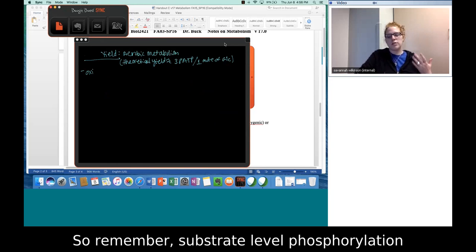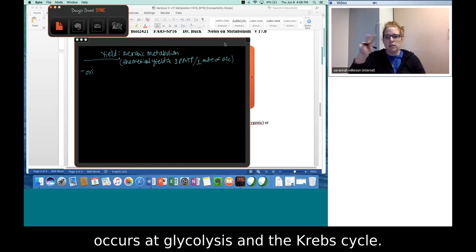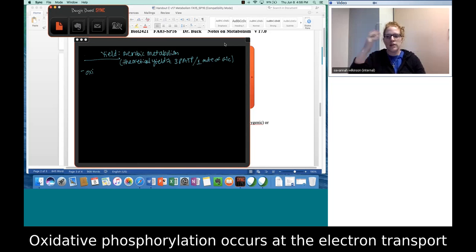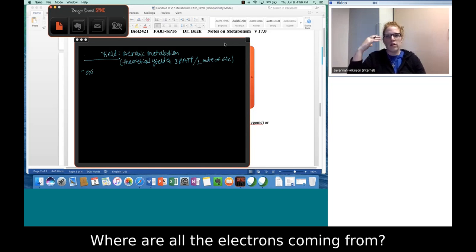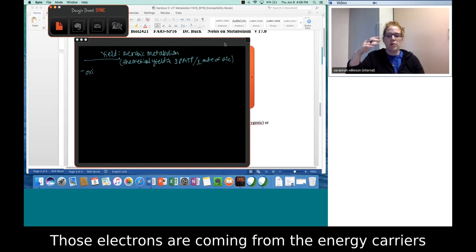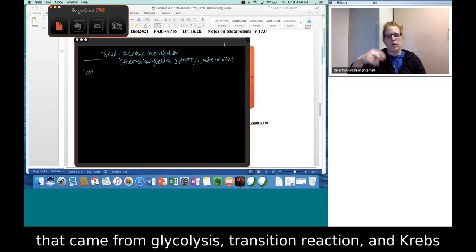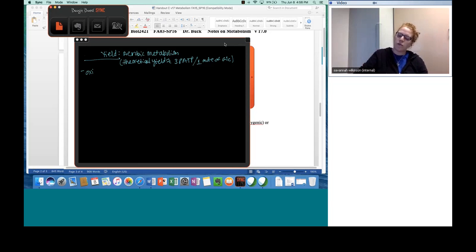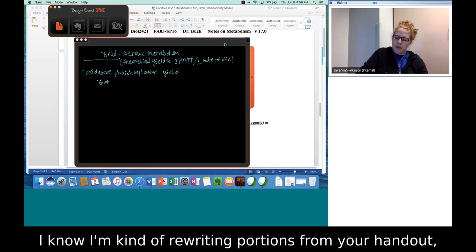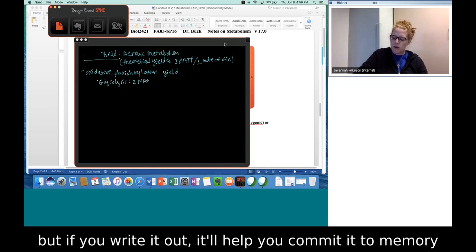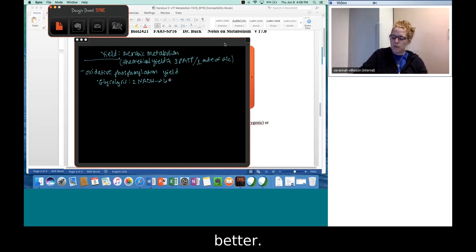So remember, substrate level phosphorylation occurs at glycolysis and the Krebs cycle. Oxidative phosphorylation occurs at the electron transport chain. But where are all these electrons coming from? Those electrons are coming from the energy carriers that came from glycolysis, the transition reaction, and Krebs cycle. I know I'm kind of rewriting this portion from your handout, but if you write it out, it'll help you commit it to memory better.